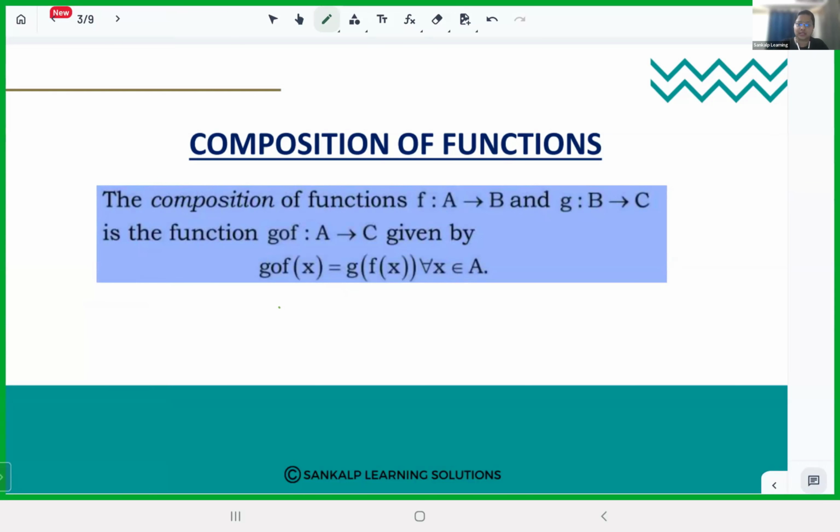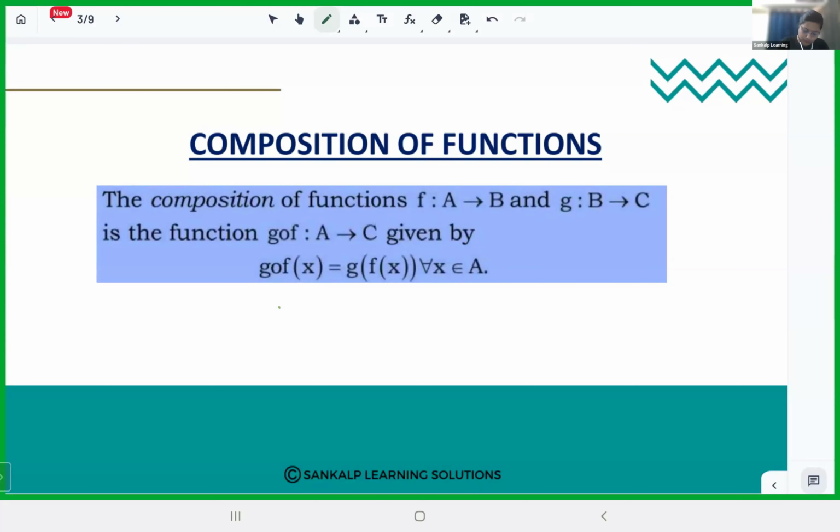What is it? g composition f. And what will be its domain? Its domain will be A, and its codomain will be C. All right. And it is defined by g composition f of x is equal to g of f of x for every x element of A. So this one I'll explain with the help of an example.